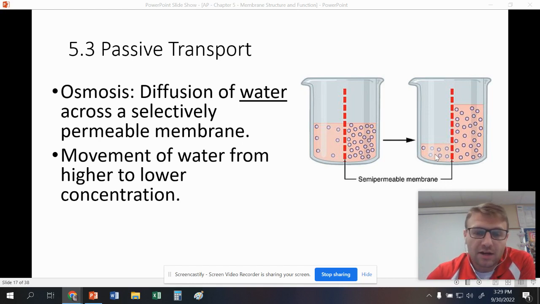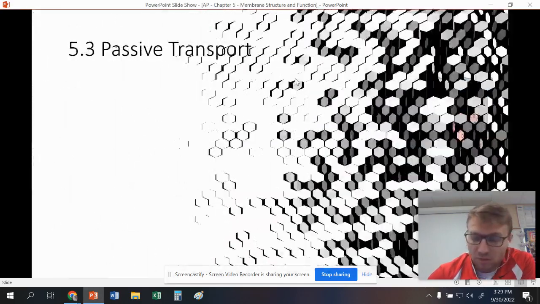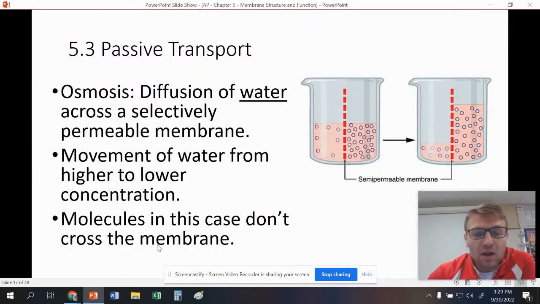But again, we're looking at the water here, so the liquid. So this is just another type of passive transport. Let me go back. Like I said, molecules don't move across the membrane in osmosis.